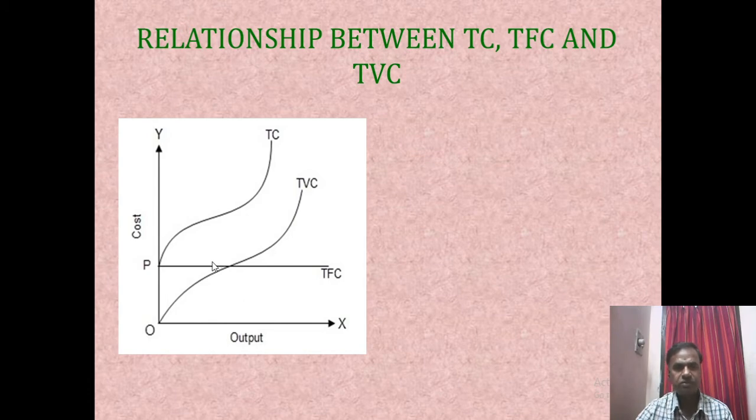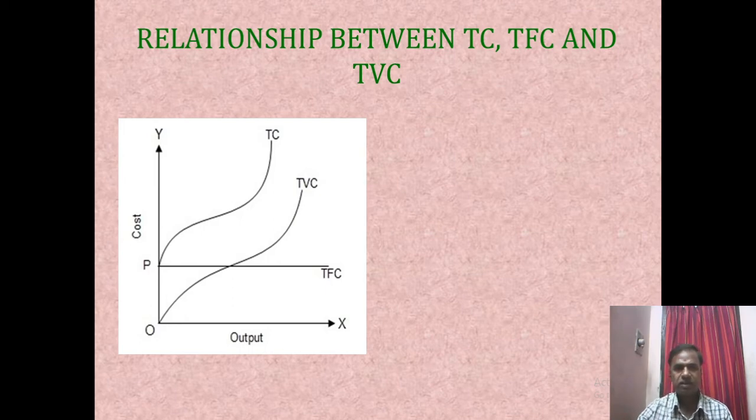S-shaped means there will be two kinds of changes here. First, there will be a concave, then afterwards convex. Same thing, TVC also. First it will be concave, then afterwards convex. The TC and TVC are S-shaped.